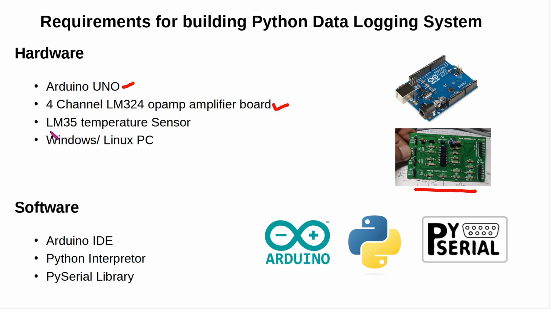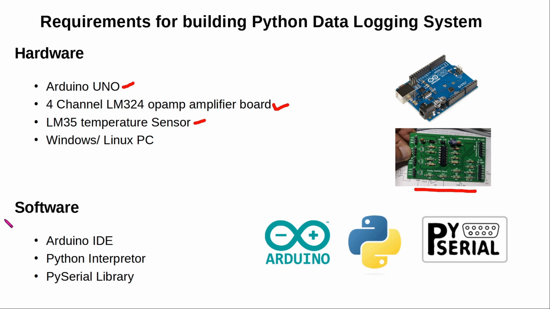And the other thing we require is an LM35 temperature sensor, which will generate an equivalent analog voltage depending upon the temperature. For example, for every degree Celsius, it will generate 10 millivolt. Now you can build the sensor by connecting it to a 3-wire cable and then wrapping it in heat shrink. I have also done a video on that one. You can check that one. And you may require a PC, Windows or Linux PC, for storing the result and for running the Python code.